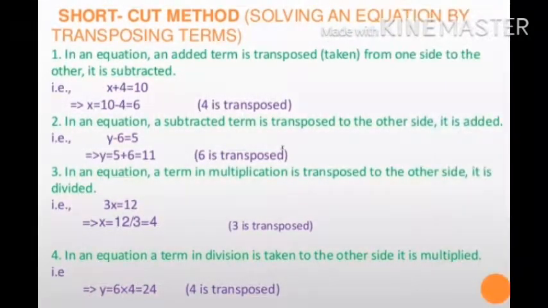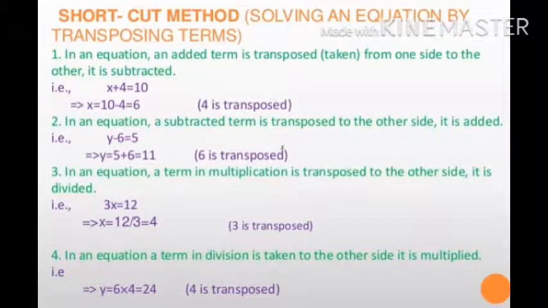Now the shortcut method, solving an equation by transposing terms. Transposing means any term of an equation may be taken to the other side with a change in its sign. This process is called transposition. Like if there is plus on the LHS and we have to move it to the other side, it becomes minus. If it is minus, then it is plus on the other side.